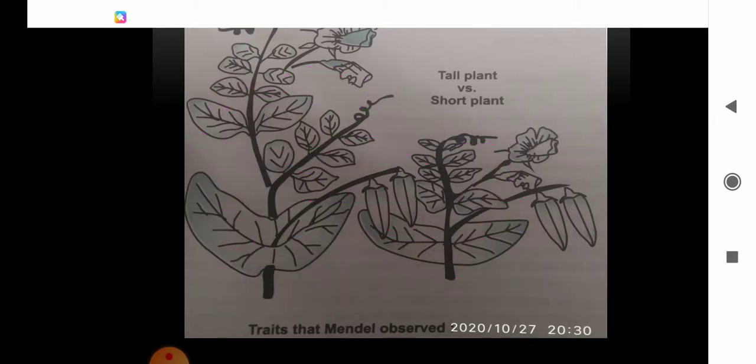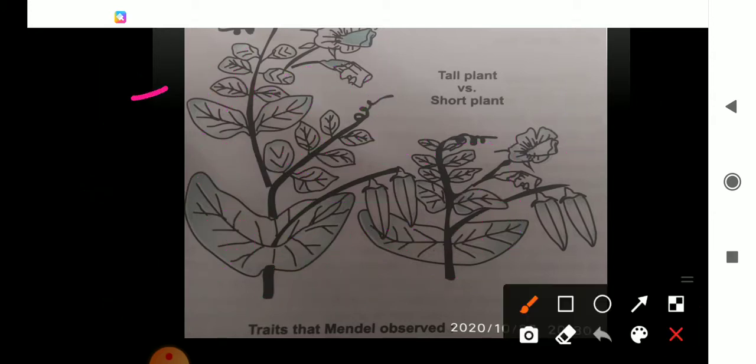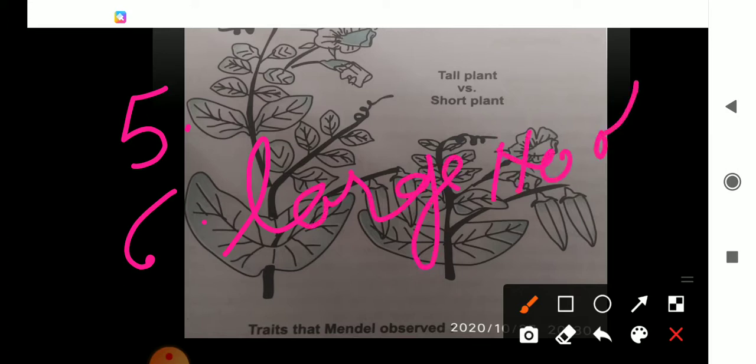Now, the fifth one is that the seven traits selected by Mendel are readily available in the pea plants and can be raised, maintained and handled conveniently. And the sixth point is that the pea plant produces a large number of seeds in one generation. It helps in drawing authentic conclusions.